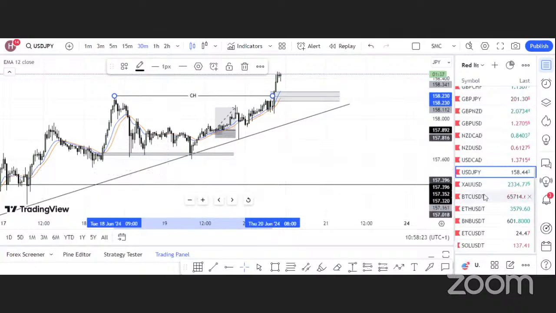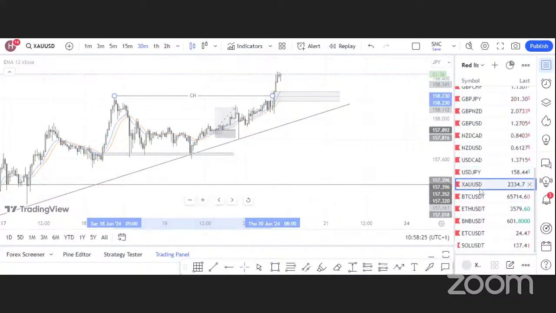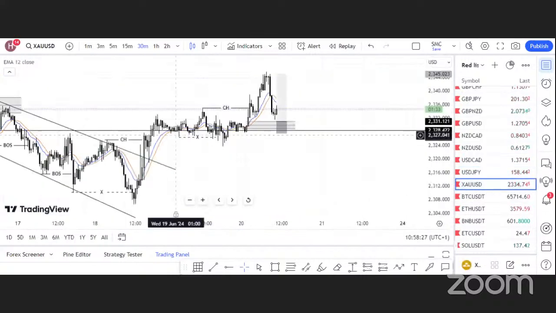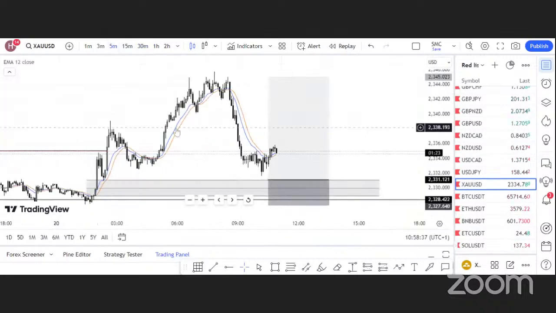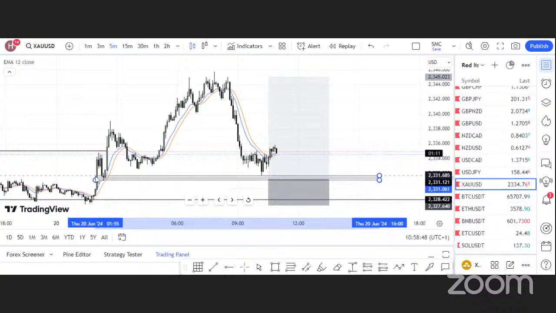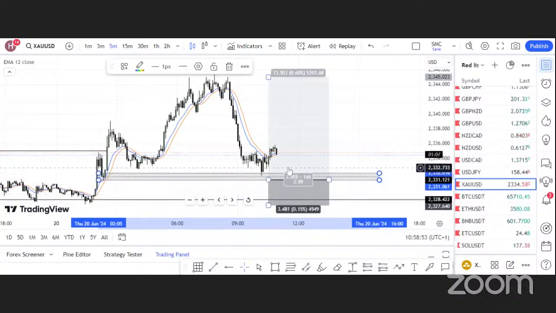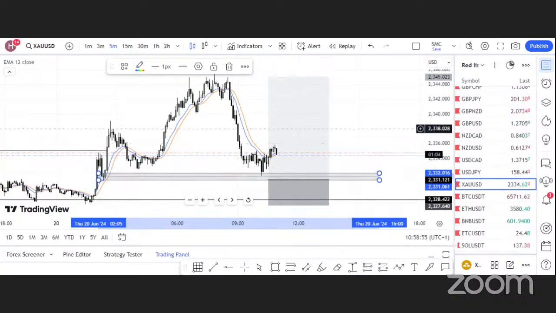All right. So let's check our previous analysis. So gold made a bullish move. It made a bullish move. I didn't get to our point of interest. So I think gold is currently reacting to this level, right? Gold is reacting to this level.